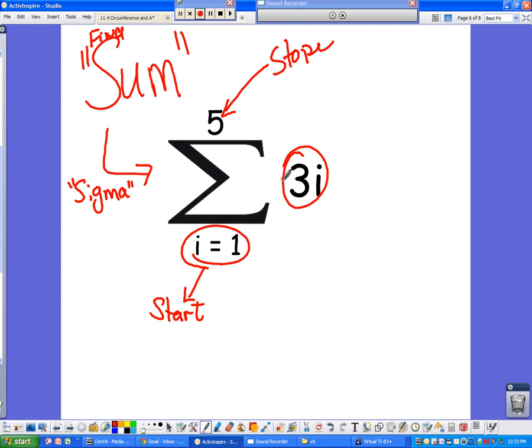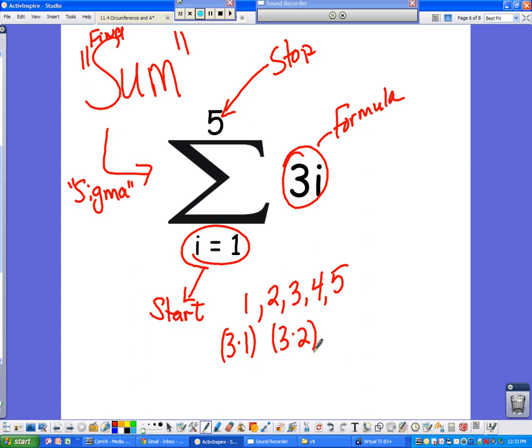And this is our formula. So when we're doing this, all you're going to do is exactly what we did. Well, i is 1. Then it goes 2, 3, 4, 5. Okay? So we start at 1, and the top number tells us where we need to stop. So all we're going to do is plug this in. It's going to be 3 times 1. Next term is 3 times 2. Next term is 3 times 3. 3 times 4. And 3 times 5.